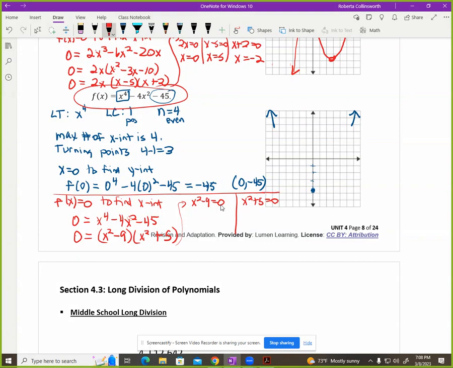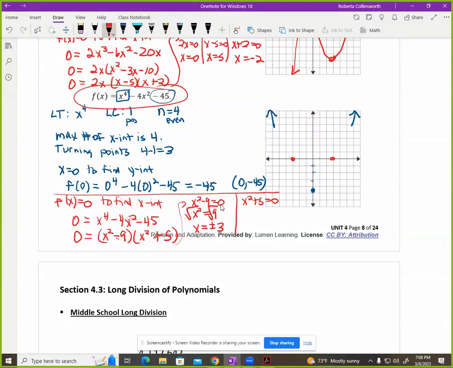So we're using the zero product property to set both of these factors of this fourth degree polynomial equal to 0. So I'm going to move this over because I know I can take the square root of both sides if I don't have an x to the first power term. And I get x equals plus or minus 3. So 1, 2, 3. 1, 2, 3.